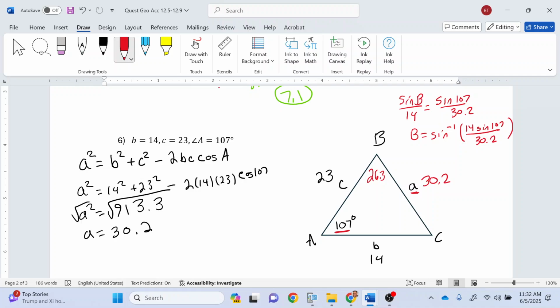And then I can figure out this one: 26.3 plus 107 minus 180, 46.7.